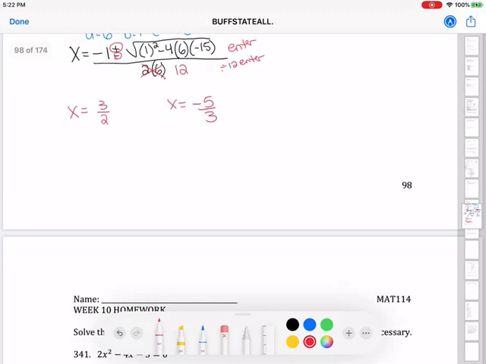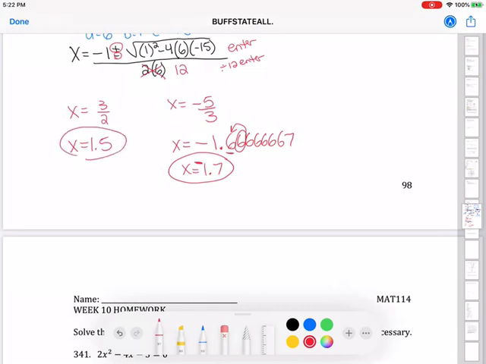So they do come out as nice fractions. You can have them as fractions, or more likely, you probably have them as decimals. So 3 over 2 is 1.5. Then negative 5 divided by 3 is a negative 1 point, technically, before I round, lots of 6s and then a 7. But when you round it, that 6 bumps up to a negative 1.7.